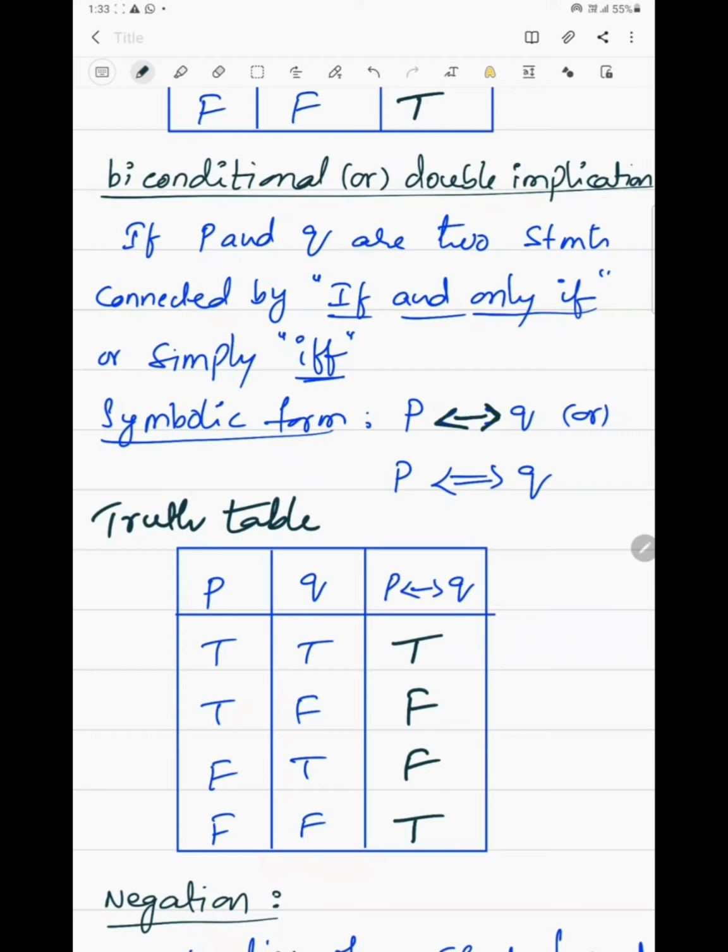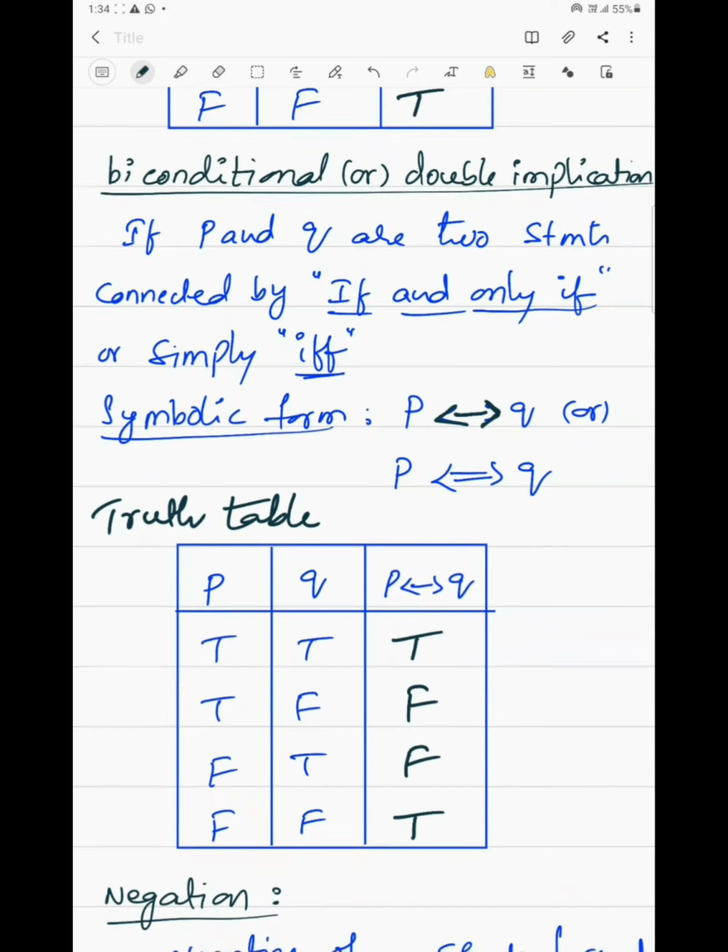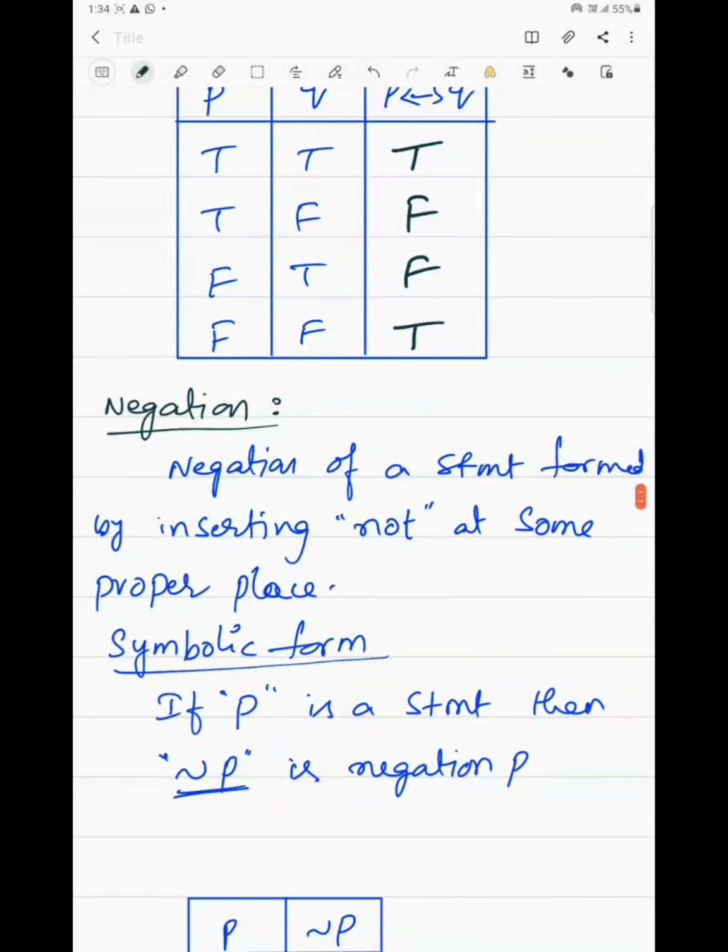Got it? So TTT, FF also T. The remaining two cases are false for double implication. Now the next one is negation.